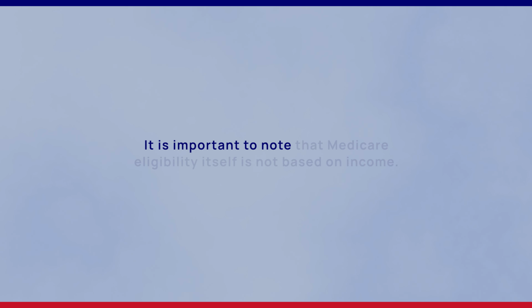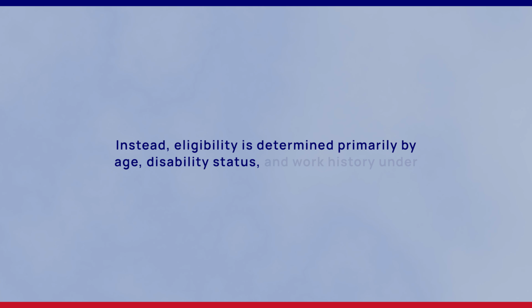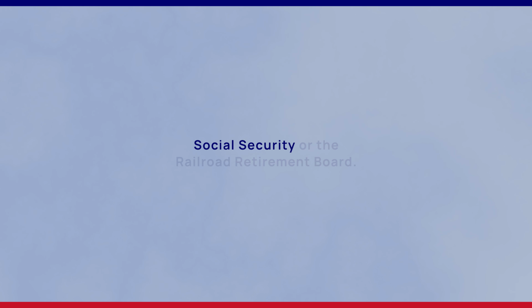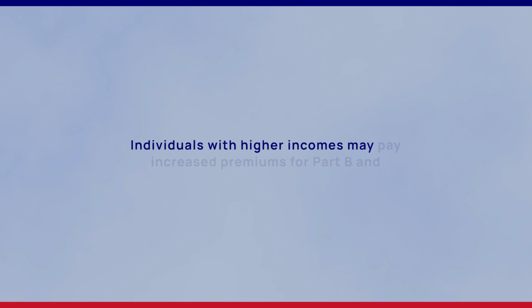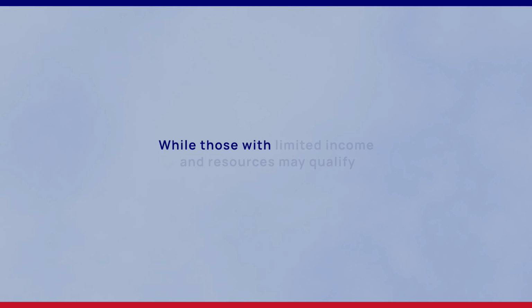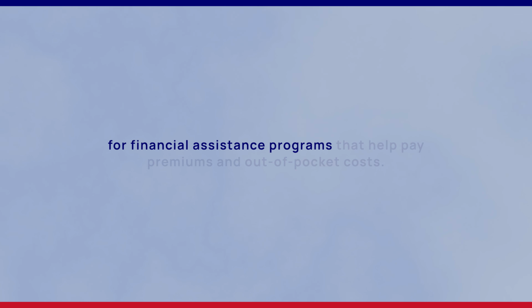It is important to note that Medicare eligibility itself is not based on income. Instead, eligibility is determined primarily by age, disability status, and work history under Social Security or the Railroad Retirement Board. However, income can affect how much a person pays for their coverage. Individuals with higher incomes may pay increased premiums for Part B and Part D coverage, while those with limited income and resources may qualify for financial assistance programs that help pay premiums and out-of-pocket costs.